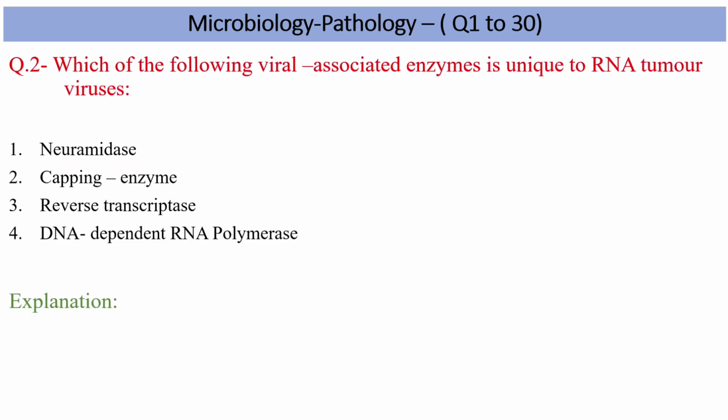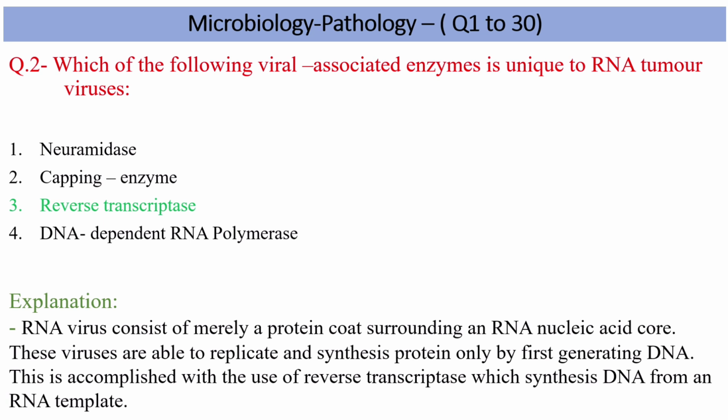Which of the following viral associated enzymes is unique to RNA tumor virus? Correct answer is reverse transcriptase. RNA virus consists of merely a protein coat surrounding an RNA nucleic acid core. These viruses are able to replicate and synthesize protein only by first generating DNA. This is accomplished with the use of reverse transcriptase, which synthesizes DNA from an RNA template.